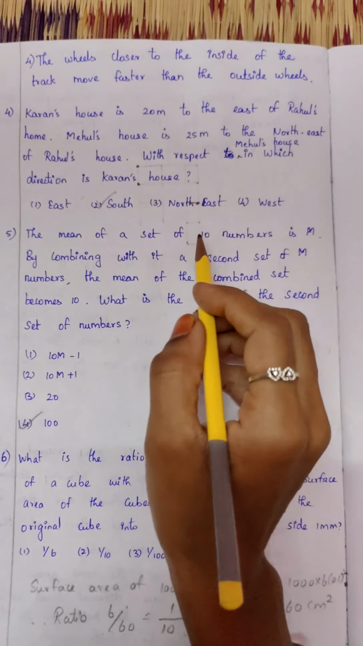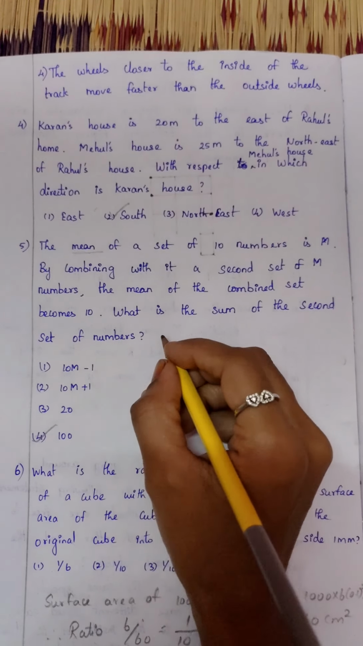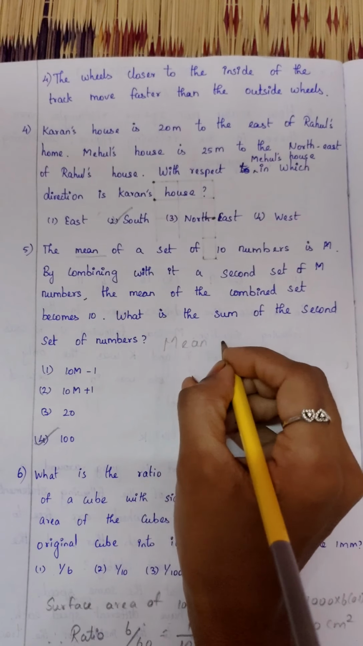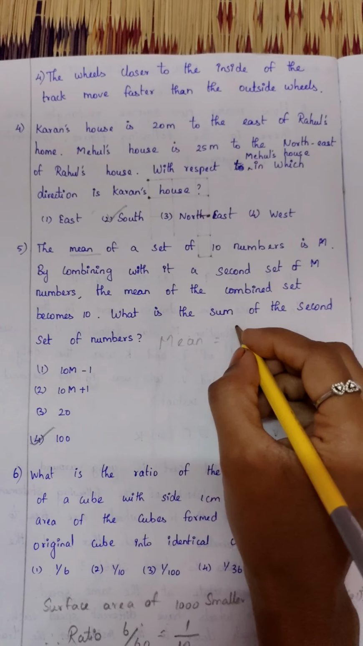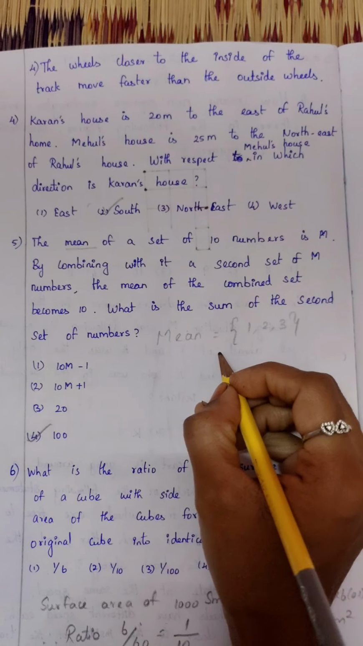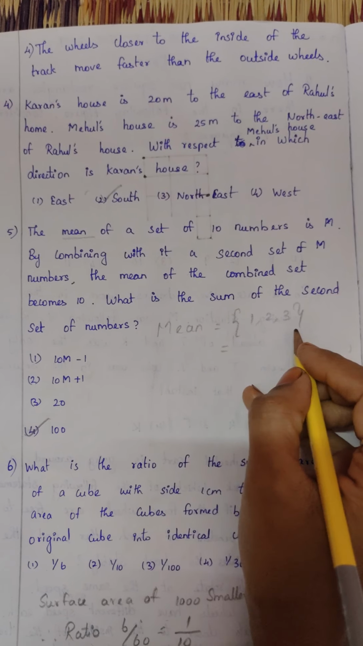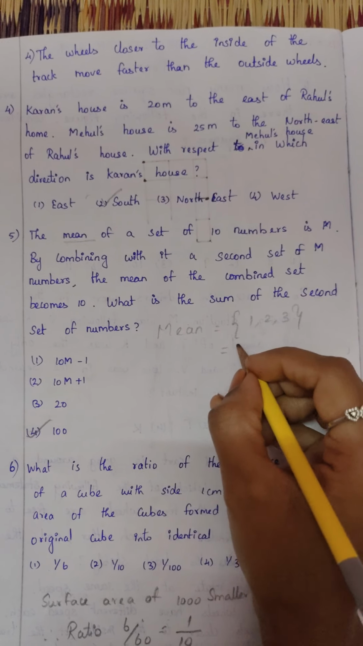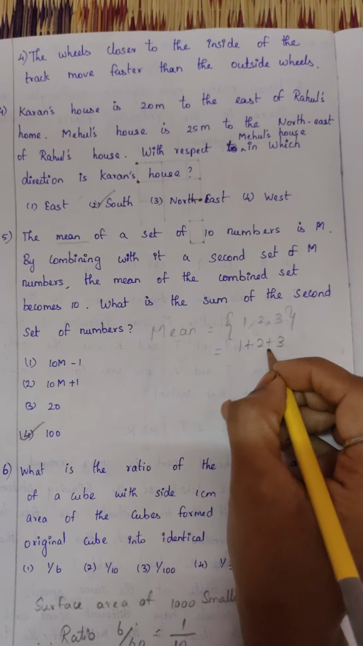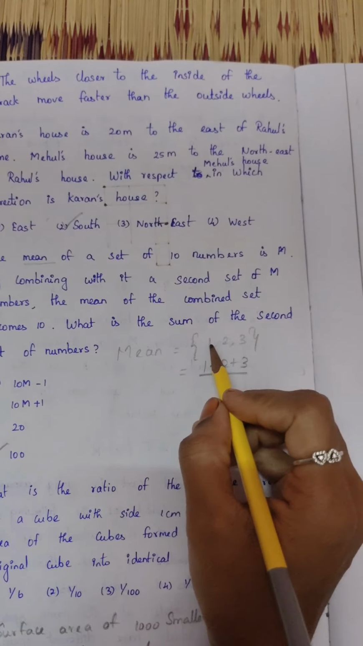The mean of a set of 10 numbers is m. First, what is meant by mean? Mean is the average of the numbers given. So let us consider a set having 3 numbers: 1, 2, 3. How do we calculate the mean for the set? By adding the total of the numbers and dividing by the number of numbers there. How many numbers are there? 1, 2 and 3. There are 3 numbers. So adding, you will get 6. So this will be the mean.